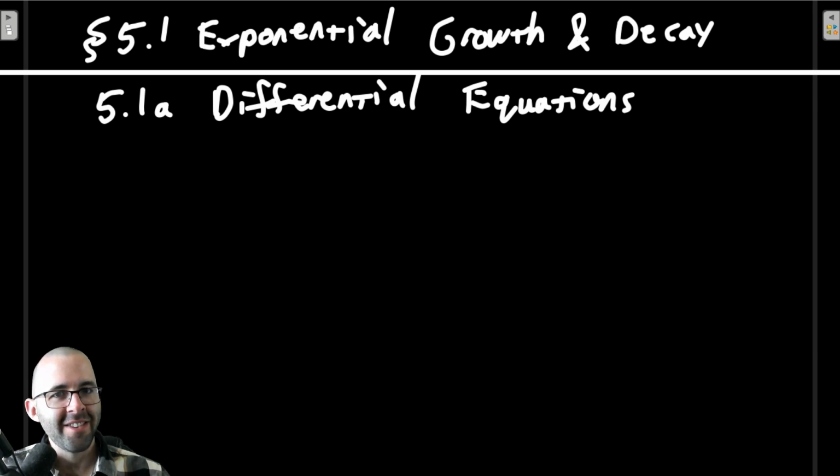Welcome to chapter 5, the final chapter of this class. Only 3 sections left, okay? Exponential growth and decay, some other section, and then a really cool section in 5.3.